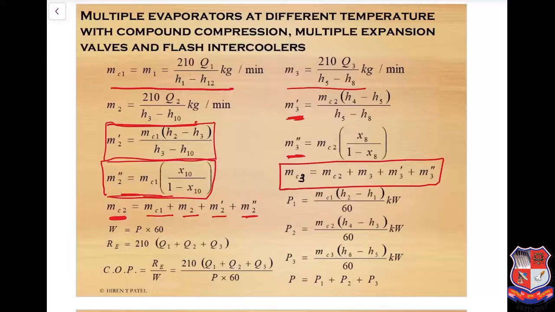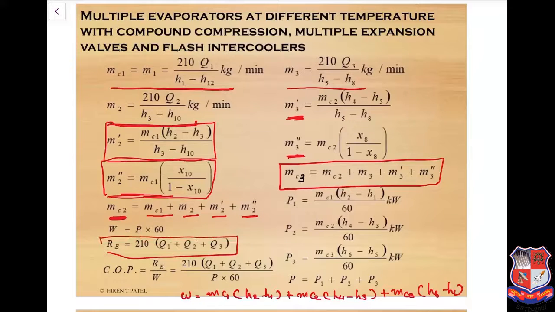So, the same as before, W will be MC1 (H2 minus H1) plus MC2 (H4 minus H3) plus MC3 (H6 minus H5), and the refrigerating effect is equal to 210 (Q1 plus Q2 plus Q3), and COP is equal to refrigerating effect divided by work done. So the total mass M will be equal to MC1 plus MC2 plus MC3.